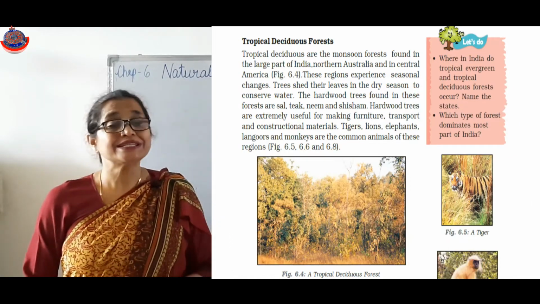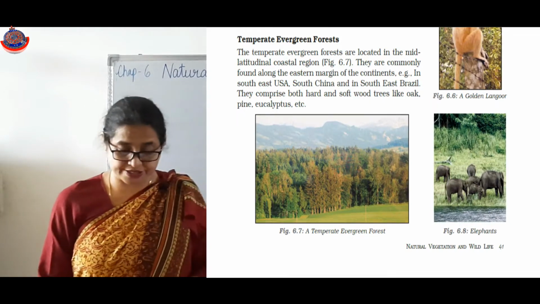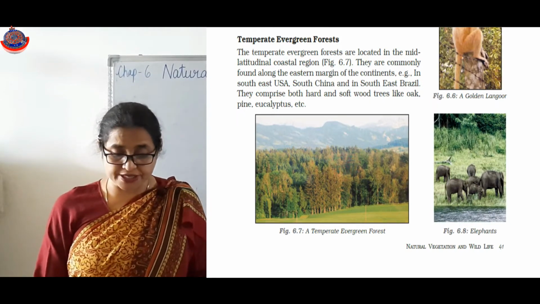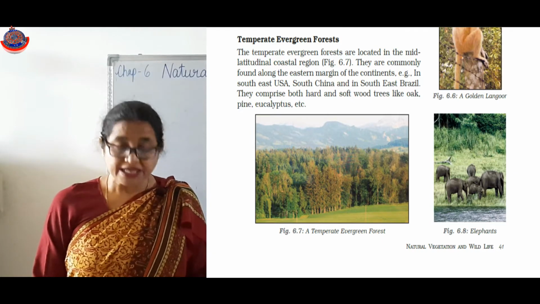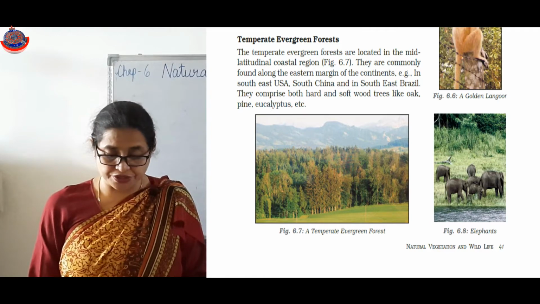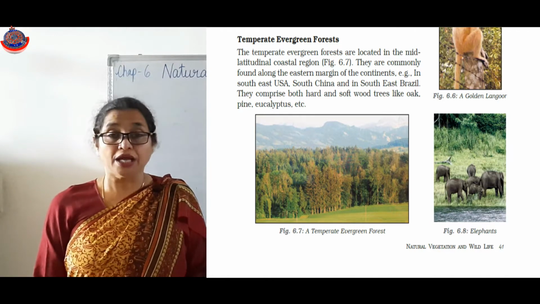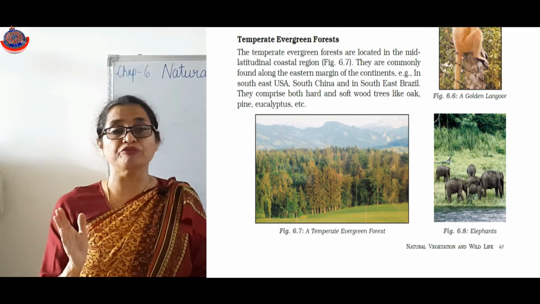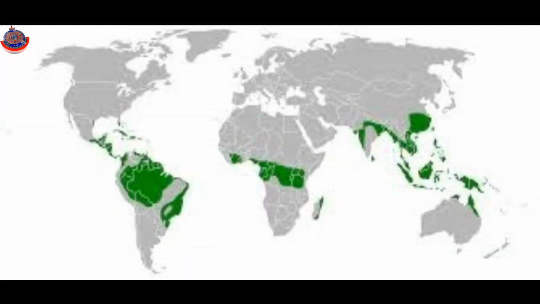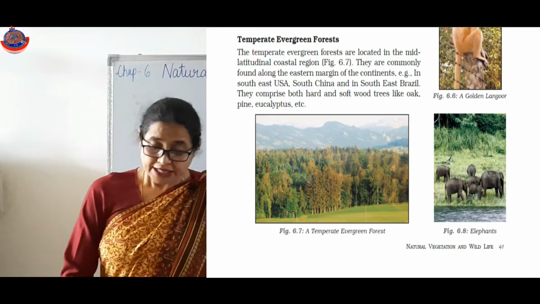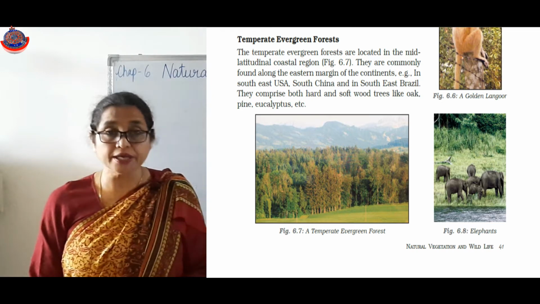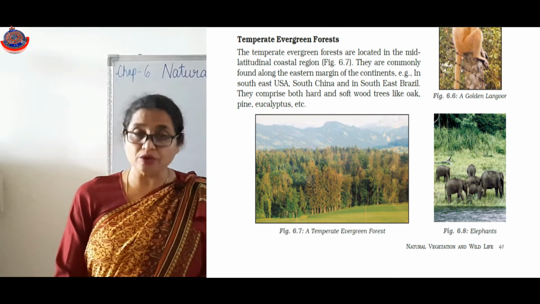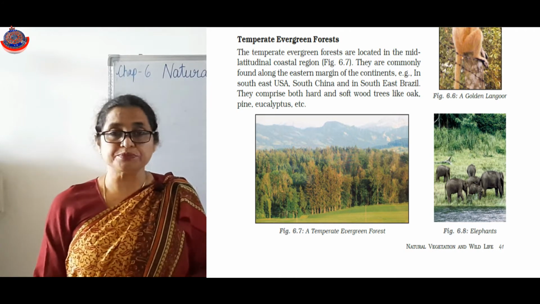Coming over to the temperate evergreen forests. The temperate evergreen forests are located in the mid-latitudinal coastal region. They are commonly found along the eastern margin of the continents. For example, in southeast USA, South China and in southeast Brazil, that is South America. They comprise both hard and softwood trees like oak, pine, eucalyptus, etc.